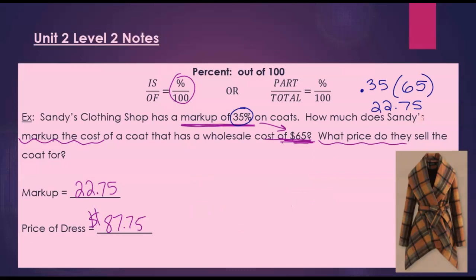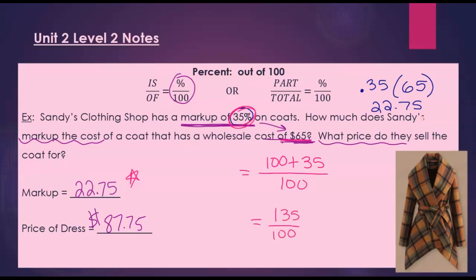Here's one more way of looking at it, just to find the actual price of the coat. The two ways I've shown you is only how to find the markup, but the actual cost of the coat, you're going to pay 135% of her total, because you're going to pay 100% of that 65 plus the 35% that she's going to mark it up.